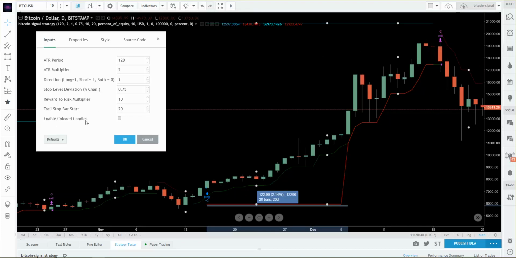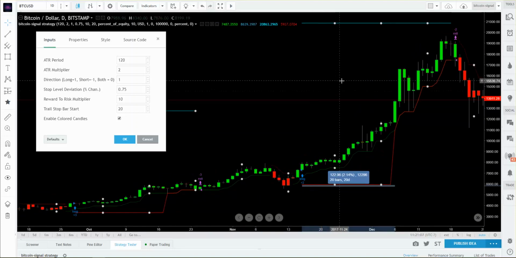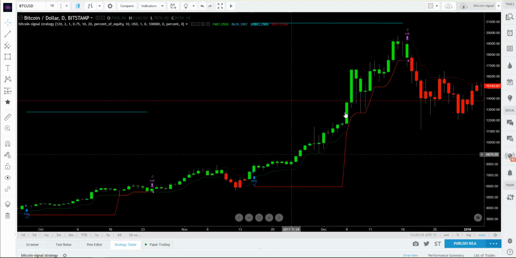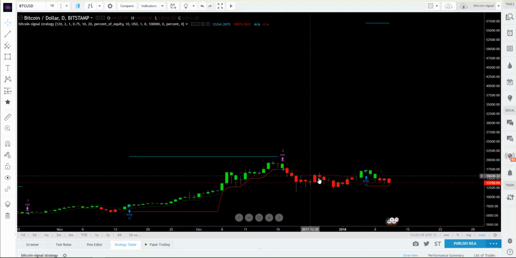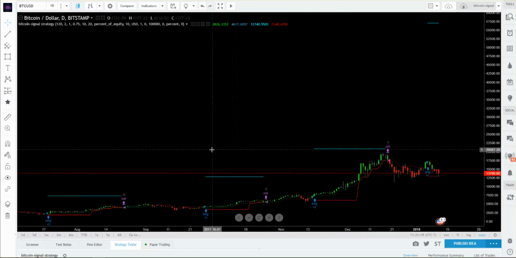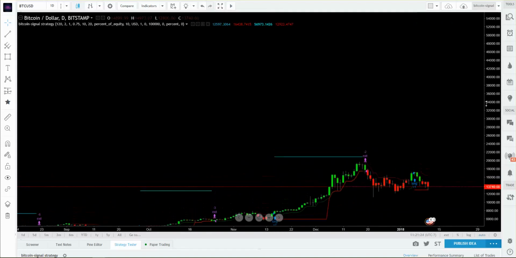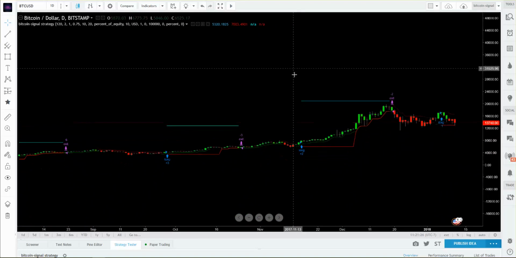One more thing, enabled colored candles. This is fairly simple. If you want to, you can check that, and what that does is it basically gives you a nice pictorial view of the trends. It will color all of the candles green when you're in an uptrend, and then it will color all the candles red when you're in a downtrend, so when you're taking buy and sell positions. Yeah, that's pretty much it.